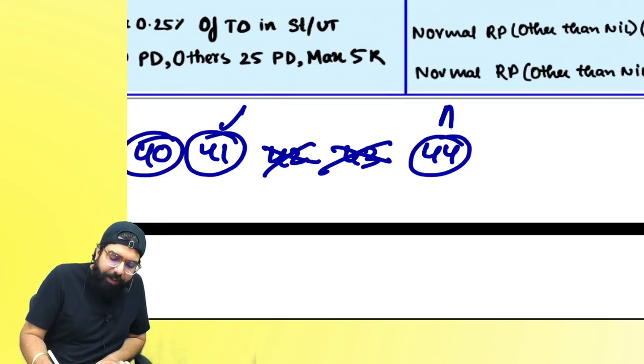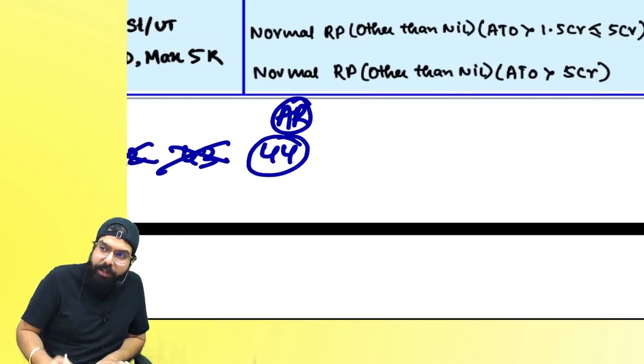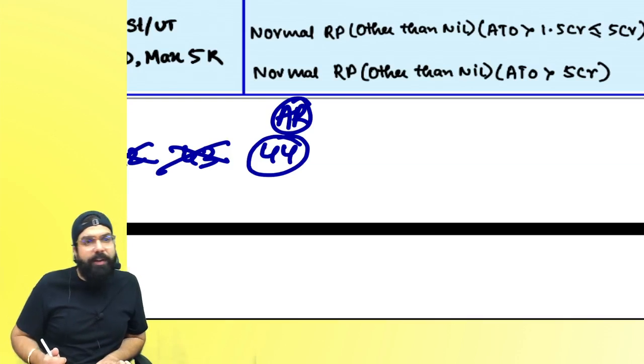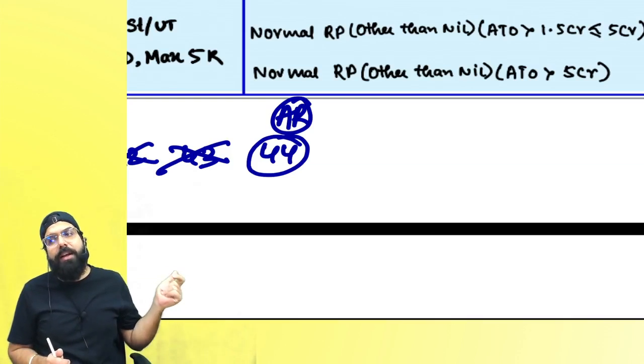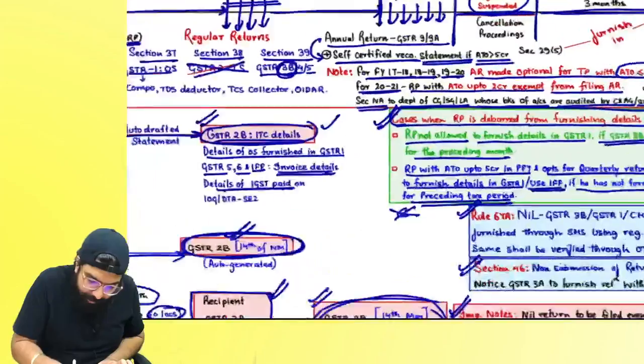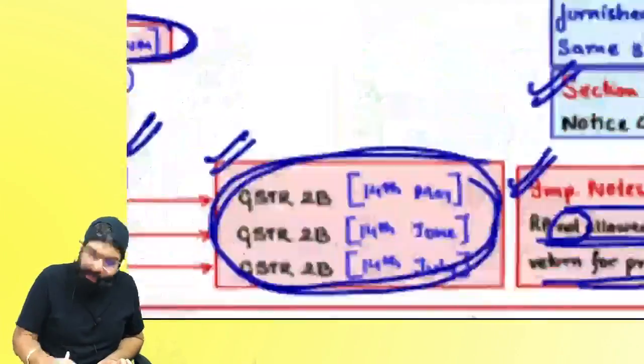44 is your annual return. Right, everyone? Annual return, every registered person is required to file annual return. Along with that, the self-reconciliation statement is required if your aggregate turnover exceeds 5 crore. Can we go ahead, everyone?